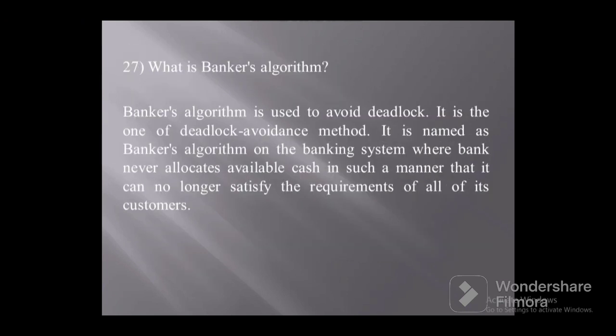Okay, so what is Banker's algorithm? We have seen what deadlock is, right? So to avoid deadlock, so it can't happen, we use Banker's algorithm. It is like a bank, which will never allocate available cash in such a manner that it can no longer satisfy all the customers' needs and requirements. Every time it will satisfy the customer's need. On that basis, Banker's algorithm is made: if the user wants a resource, then it will give it to them. So to avoid deadlock, we are using Banker's algorithm.